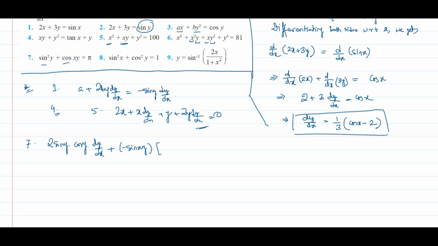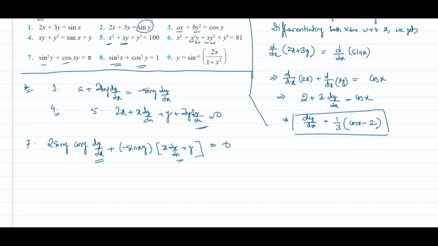Now the differentiation of xy with respect to x will be solved by the UV rule. So here you will be applying x dy by dx plus y. This is equal to d by dx of pi. Since pi is a constant, it is 0. Now you can assimilate dy by dx from both the sides and then you can interchange it to find dy by dx. In the same way you have to solve question number 8. This is a very easy one.